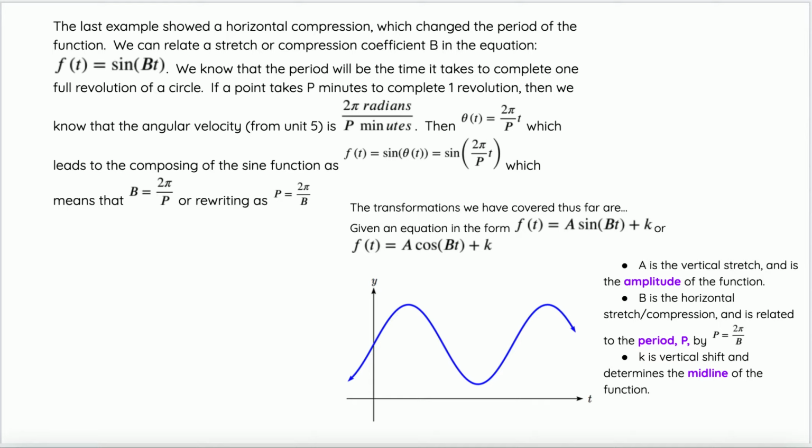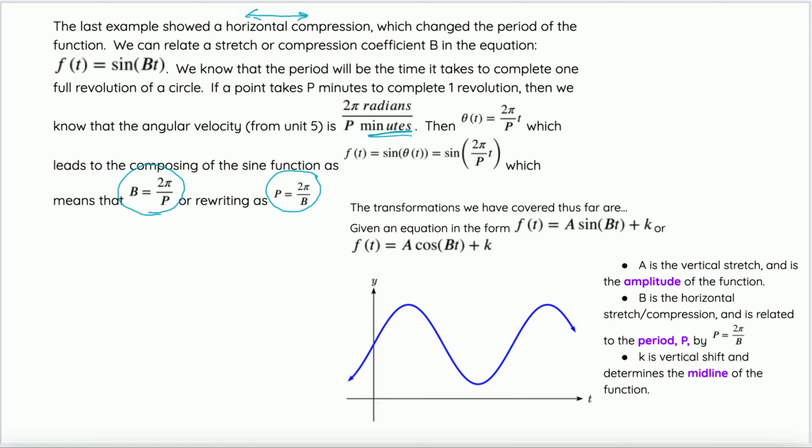So in that last example, we were able to see a horizontal compression, which changed the period of the function itself. We can relate a stretch or compression by giving b of t on the inside of the sine or cosine function. We know that the period is the time it takes for sine or cosine to complete a revolution of a circle. Right now, it takes 2 pi over a certain amount of minutes to do that. We can identify the b value by taking 2 pi over our p value, or solve for p by having 2 pi over our b value.